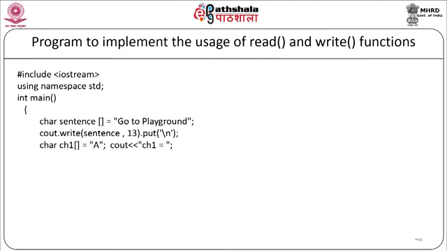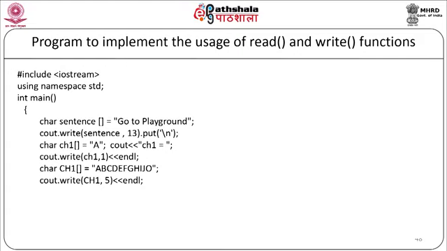Now char ch1 = 'a', cout "ch1 is equal to" is a text, cout.write(ch1, 1) endl. So the second message that will be displayed is ch1 is equal to a. Now next is char ch1[] = "abcdefghij". Now we are writing on the screen as cout.write(ch1, 5) endl. So now out of this abcde, first 5 characters will be displayed on the screen.